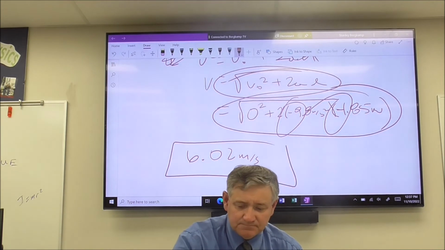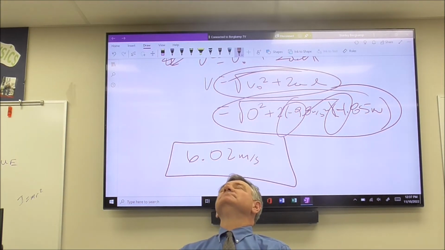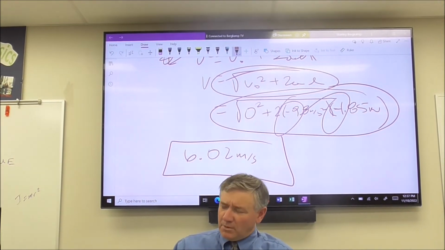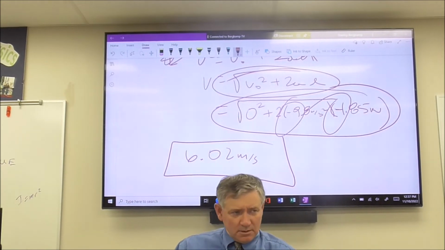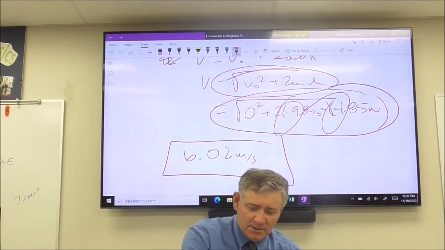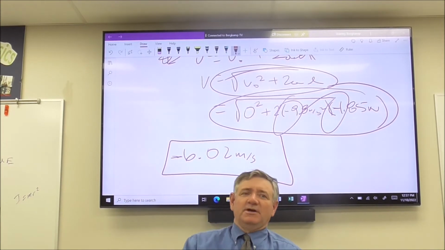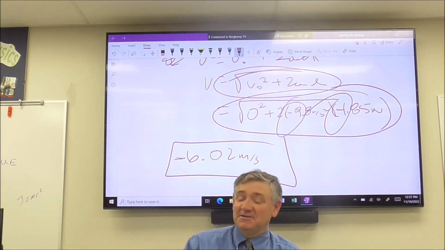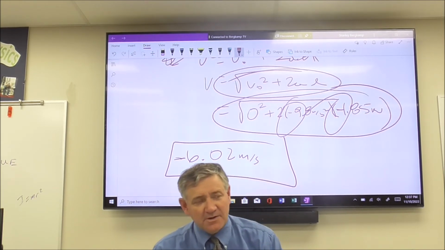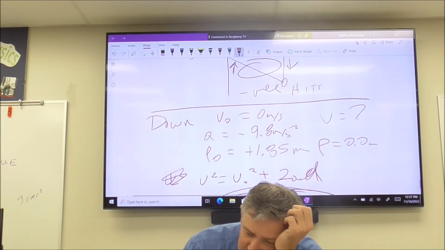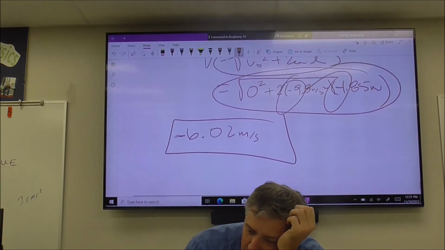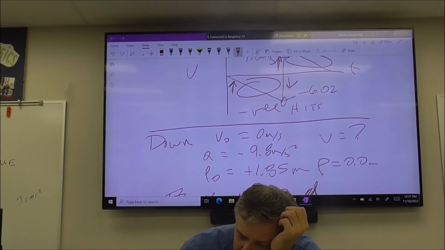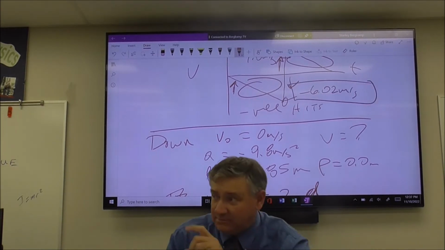Everybody cool with that answer? No. Negative. Which direction is the ball going? Down. What's the square root of 4? 2 or negative 2. You've got to choose the negative root. The calculator lied to you. Got to choose that negative root. Now at this point on our velocity-time graph, we know it's going to hit at negative 6.02 meters per second. That's the number.